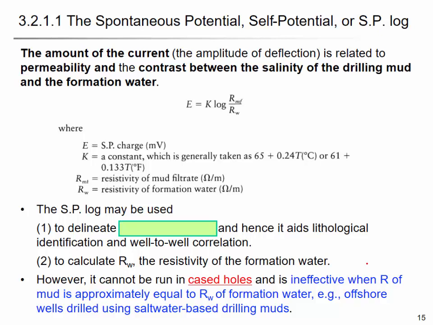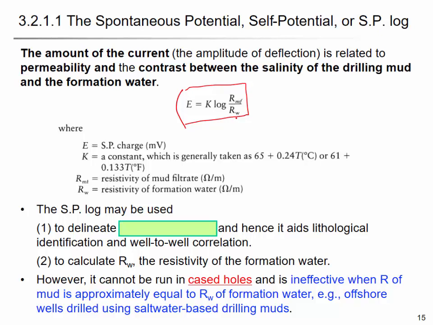Okay, so then we can quantify the electrical potential from the difference between the mud filtrate resistivity and the formation water resistivity. This is the main equation, and there are a lot of correction charts for RMF, RW and K, but just looking at this equation, this is the SP charge, K is the constant which corrects for the borehole temperature, RMF is the electrical resistivity of the mud filtrate, and RW is the electrical resistivity of formation water.